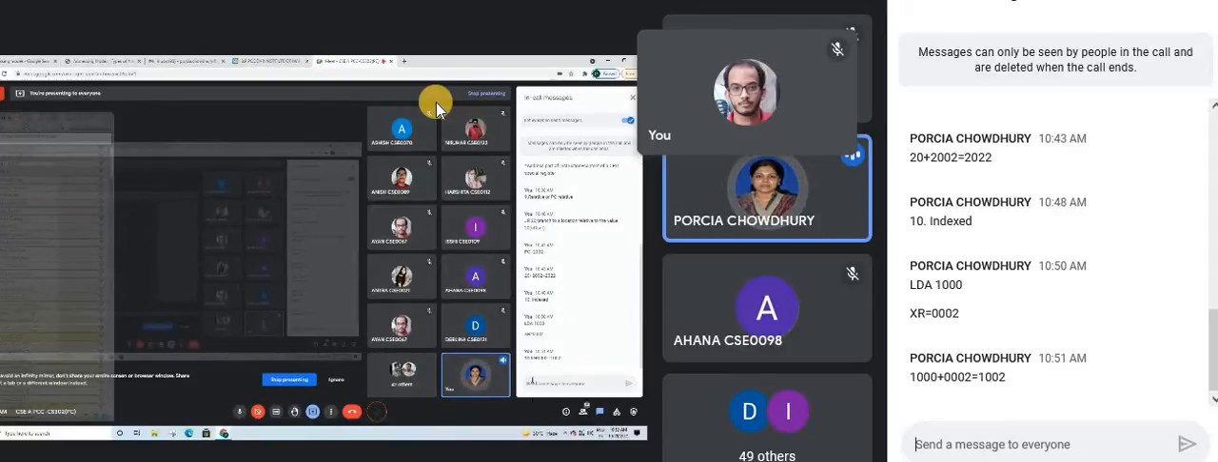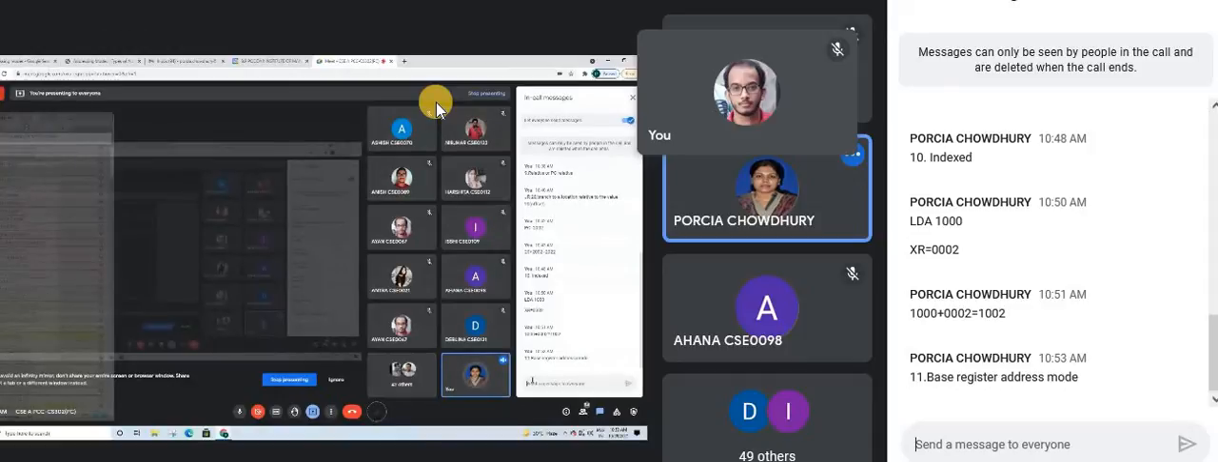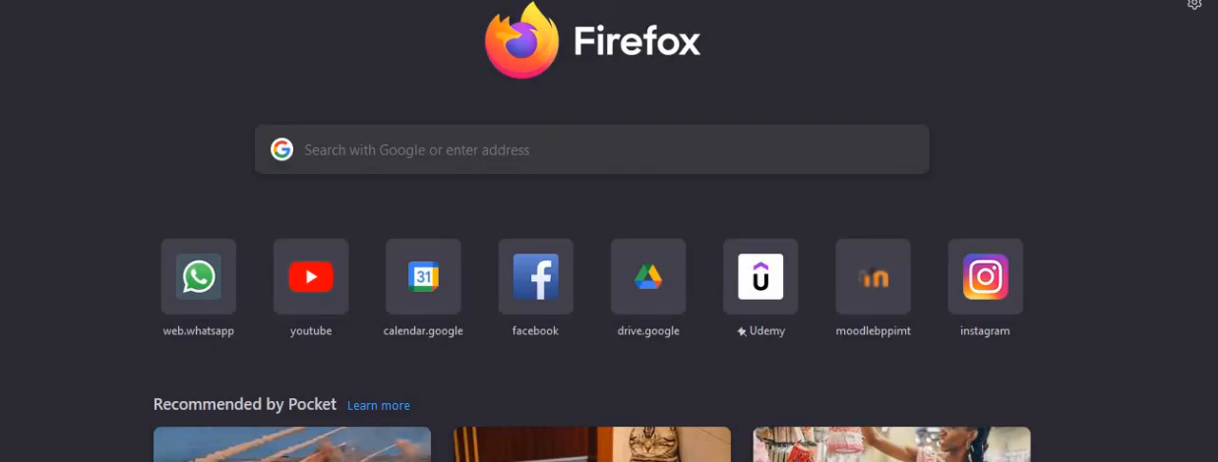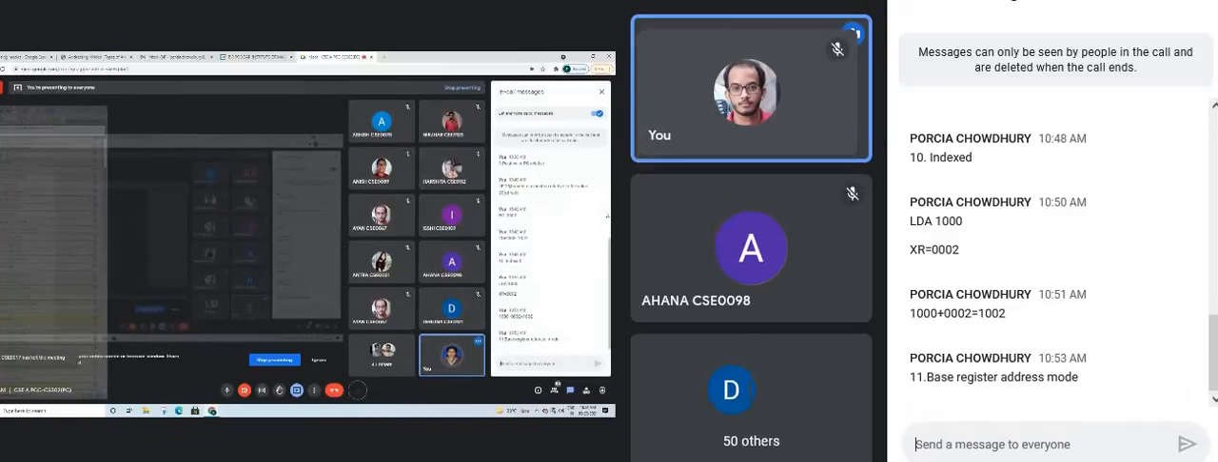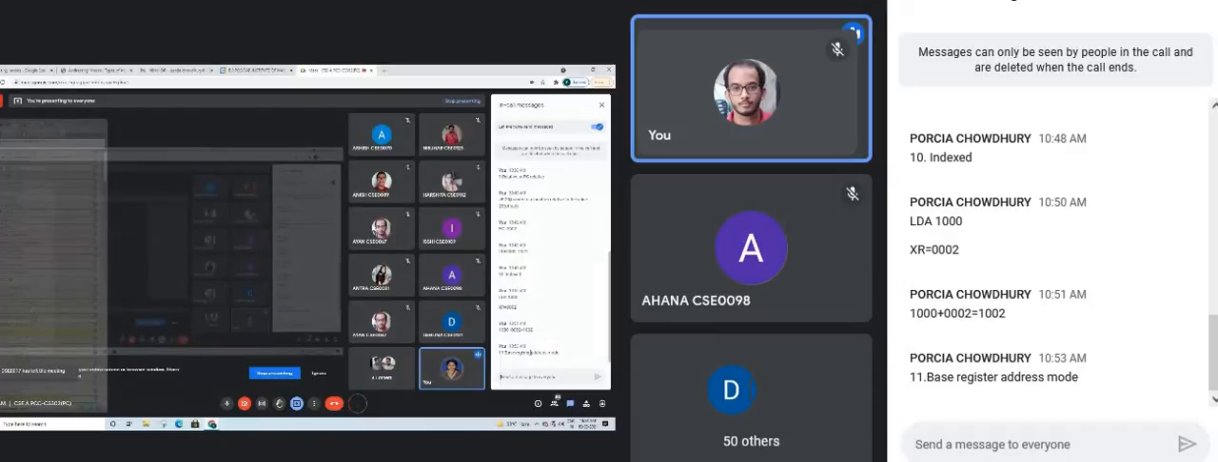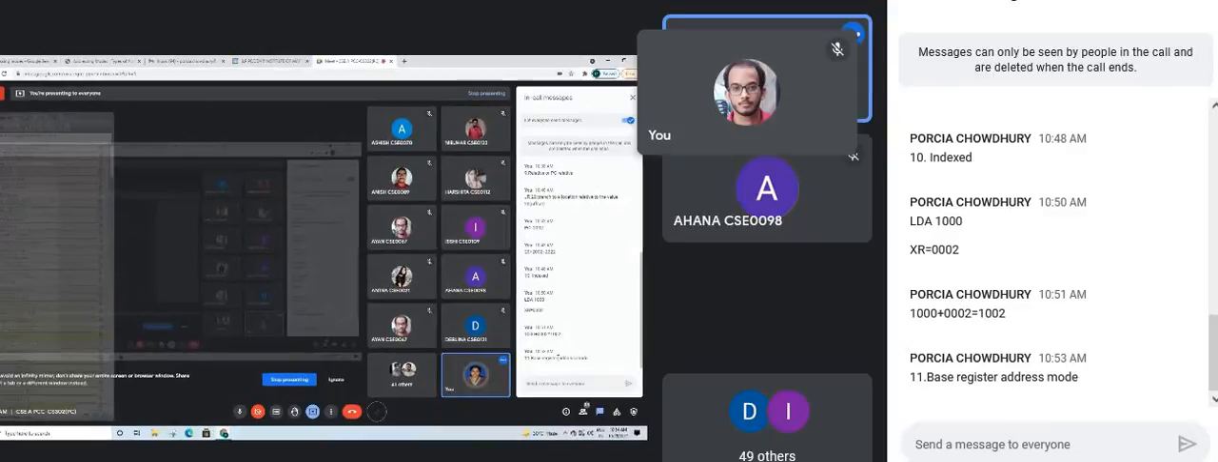The last one is base register address mode. In case of base register address mode, what will be your equation? What will be your special register? The base register. That means the content of the operand, whatever is given, plus the content of the base register will give you one effective address.